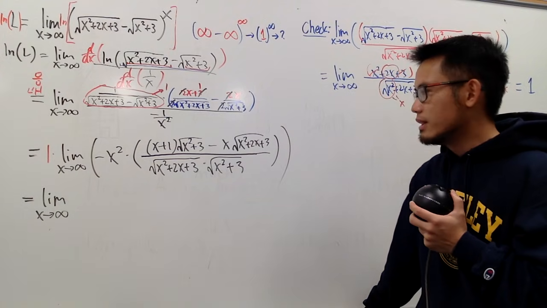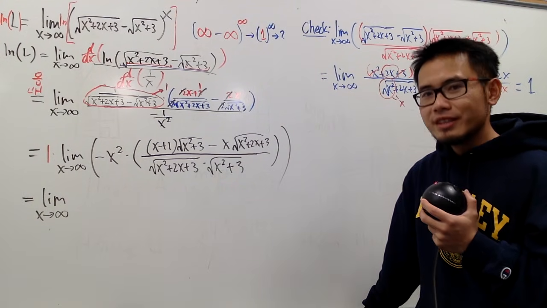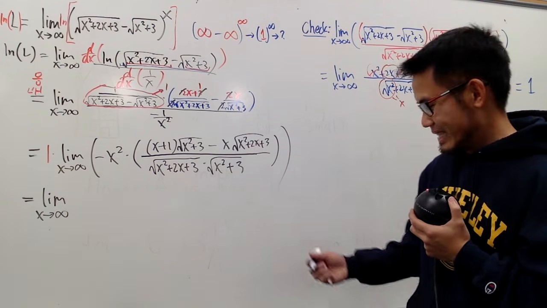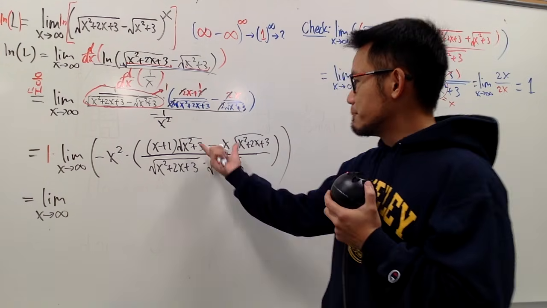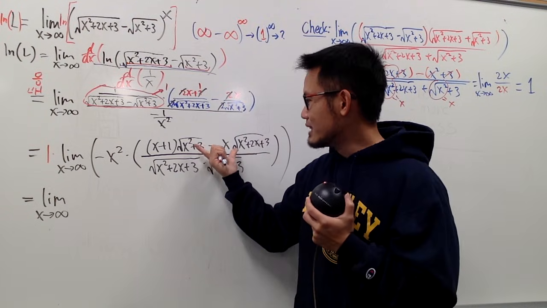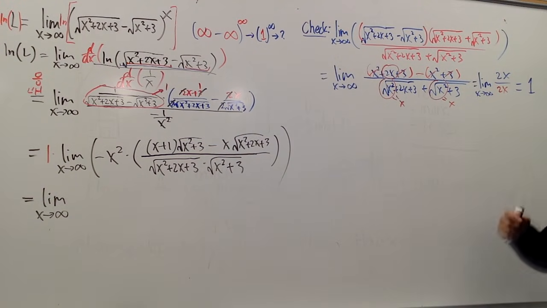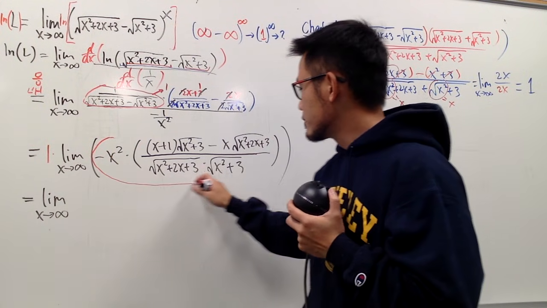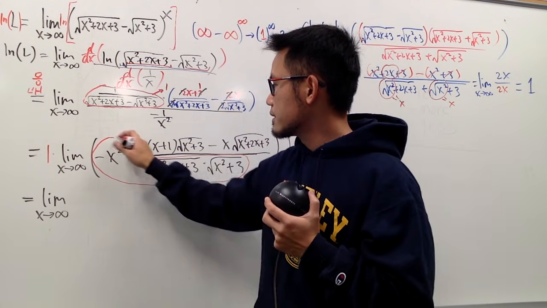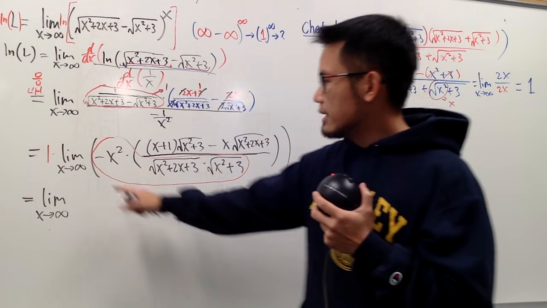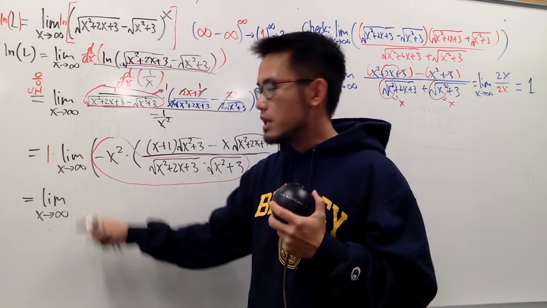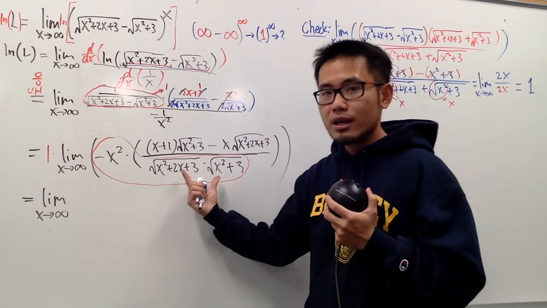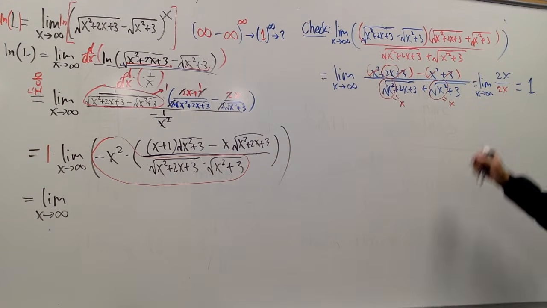What shall we do next? Well, once again, we'll pair things up to make our life easier, right? This part looks suspicious because this reminds me of what we did earlier, right? So why don't we just pair things up like this right here, okay? Well, as x goes to infinity, of course, this is negative x squared that goes to negative infinity. But how about this part? Same idea right here, right?